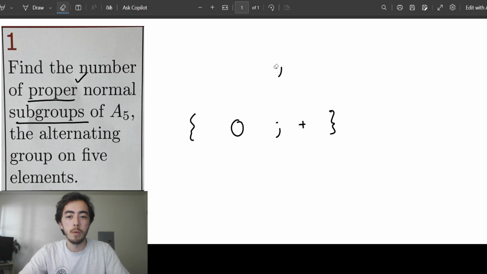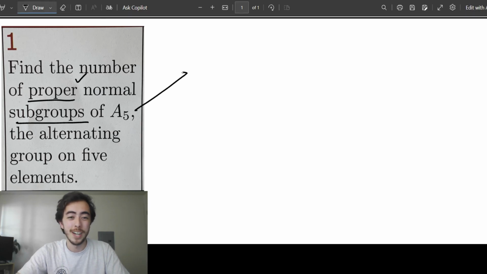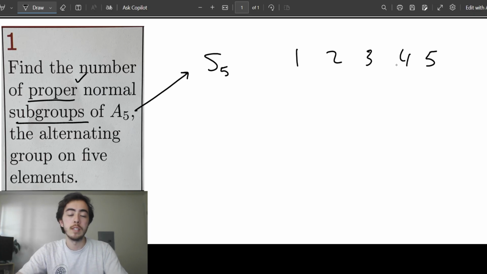Though we need to talk about what A5 is, this idea of the alternating group. Before we talk about A5, I think we need to talk about the symmetric group of 5 elements. The symmetric group takes 5 things. Let's just call them 1, 2, 3, 4, 5. And the symmetric group describes all the different ways that you can scramble these elements into a different order.